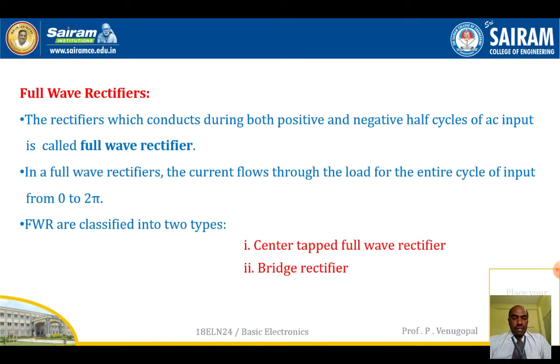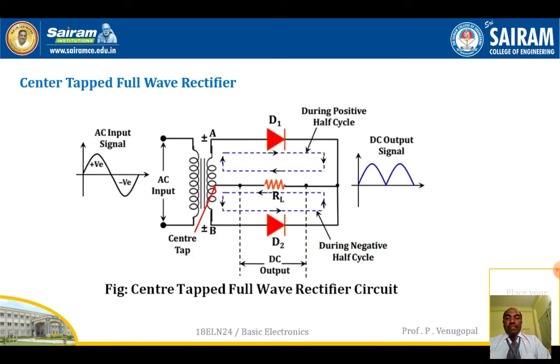To overcome these disadvantages, to improve the rectification efficiency and to reduce the ripple factor, we go for the full wave rectifier, where two diodes are employed. A full wave rectifier is a rectifier which conducts during both the positive and negative half cycles of the AC input. In a full wave rectifier, current flows through the load for the entire cycle of the input, from 0 to 2π. Full wave rectifiers are classified into two types: the center tapped full wave rectifier and the bridge rectifier. Now we concentrate on the center tapped full wave rectifier.